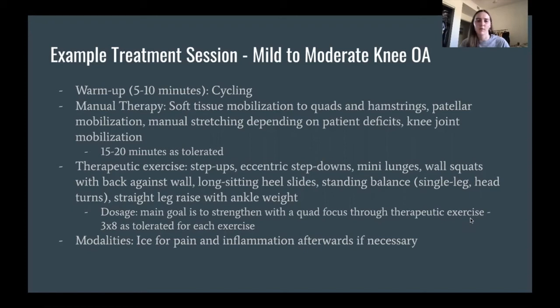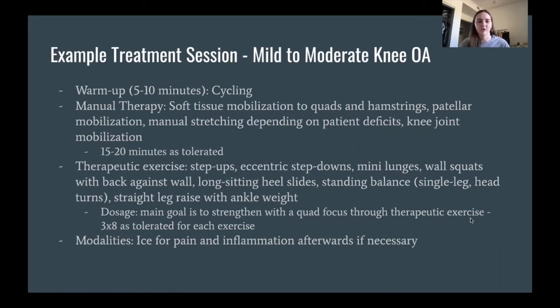But to start, we want to warm up potentially on the bike to get the joint moving, to get some blood flow in there. And then we're going to transition into some manual therapy. We want to get some soft tissue mobs to the quads and the hamstrings, and then some patellar mobs and knee joint mobs. And all this together, we want to focus here maybe 15 to 20 minutes as tolerated. We don't really want to exacerbate any pain. So if any of these therapies do make it worse, then we would hold back. And then manual stretching can be effective depending on the patient's deficits.